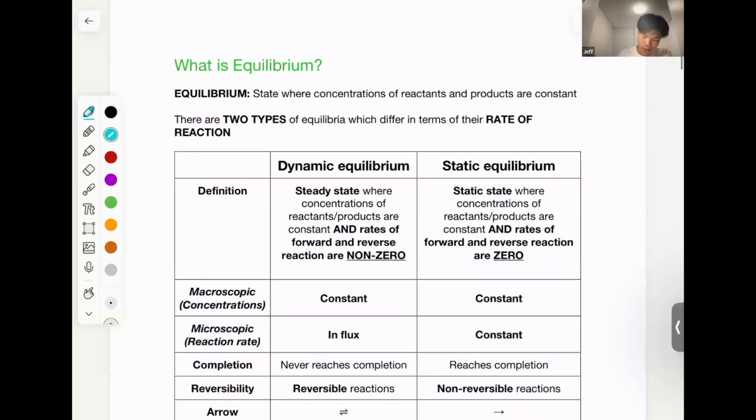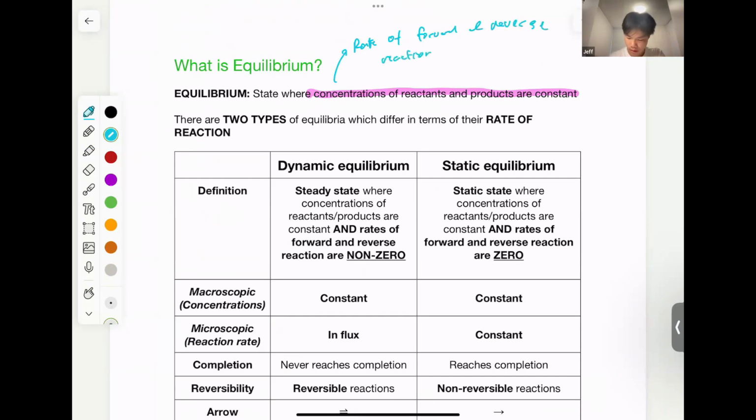Equilibrium is a state where concentrations of reactants and products are constant, and on top of that, the rate of forward and reverse reactions are equal. And those keywords, equal and constant, mean different things.